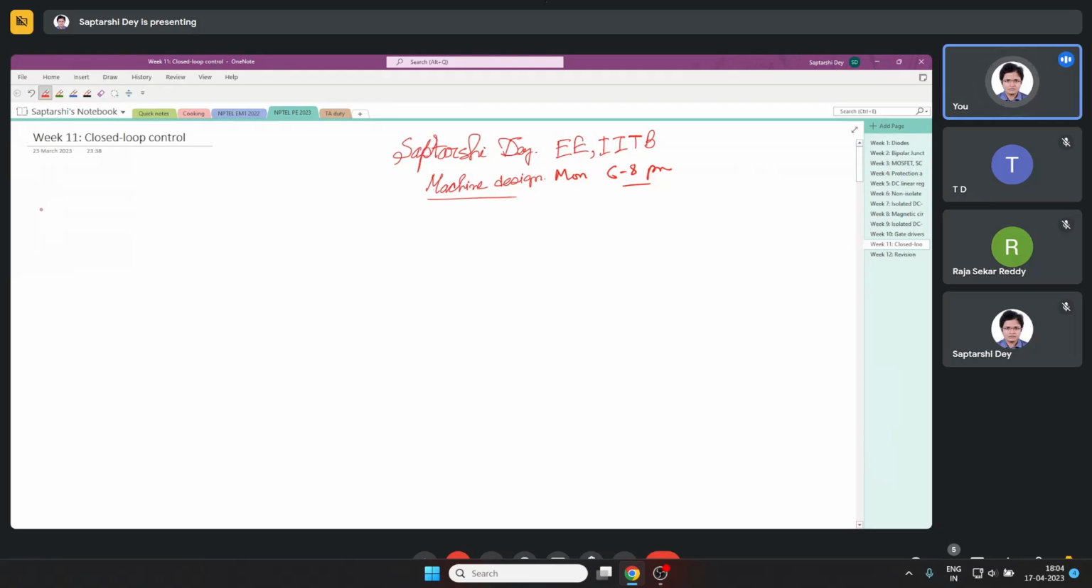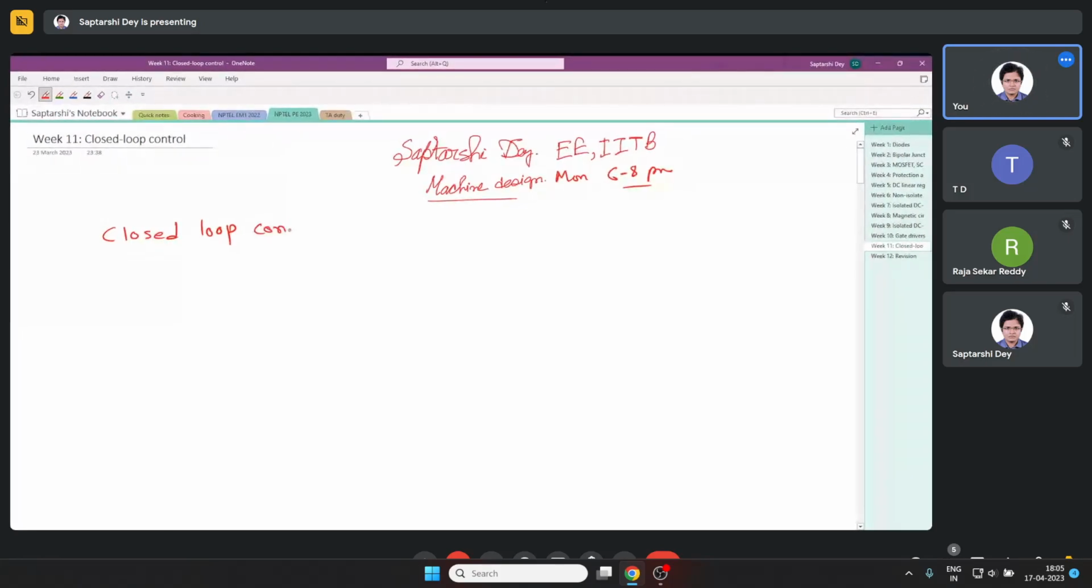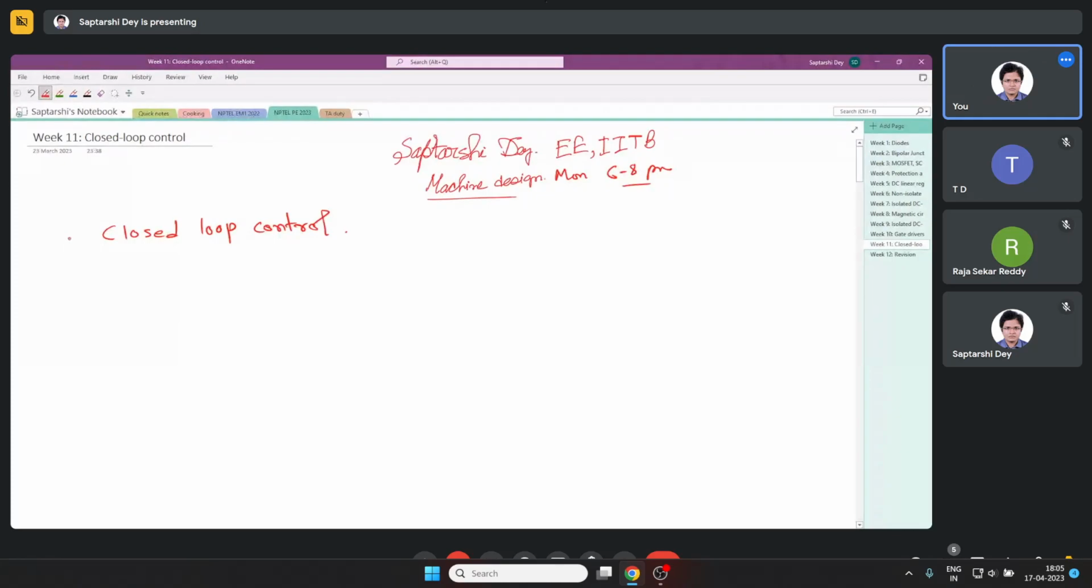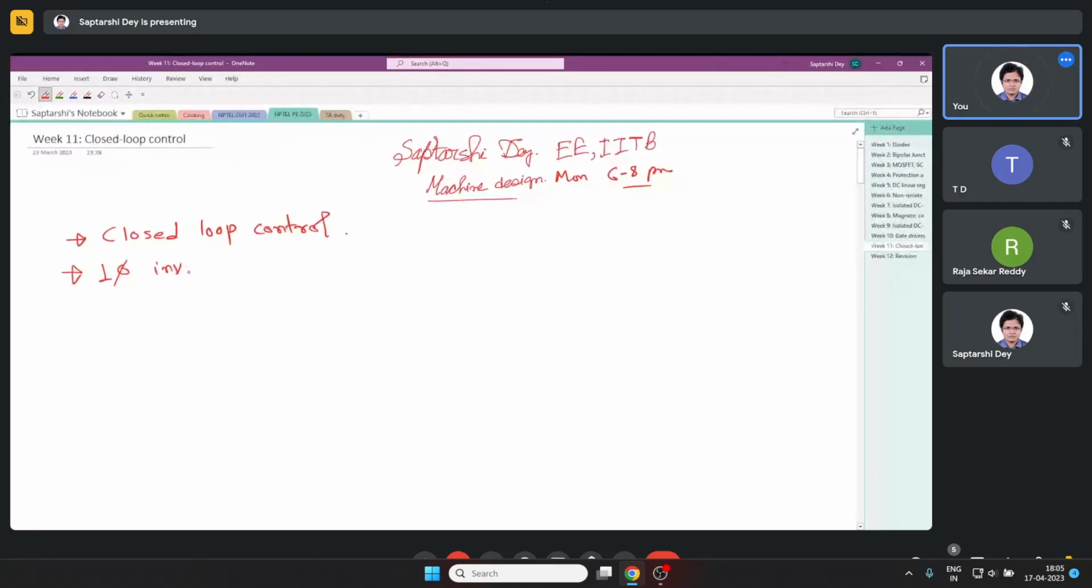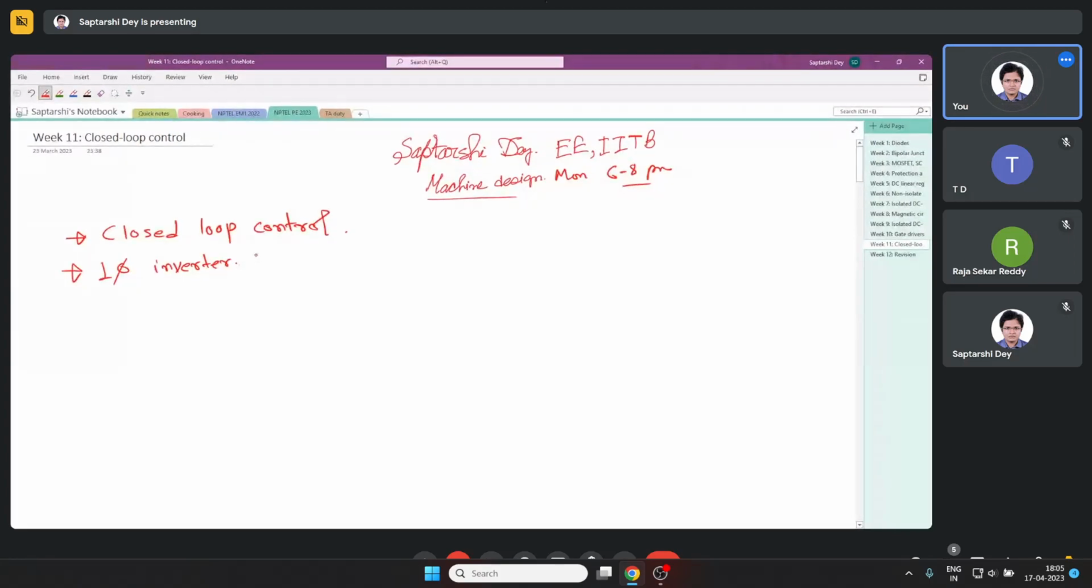So this lecture actually completes the syllabus of the course, although this is the penultimate lecture, since we synchronized ourselves with the assignment weeks. This week we'll be talking about closed loop control, mostly that of DC-DC converters, and there is to some extent a discussion on single phase inverter.